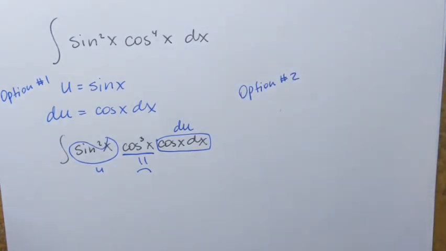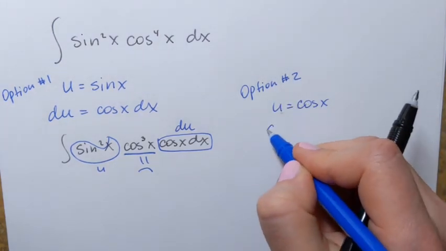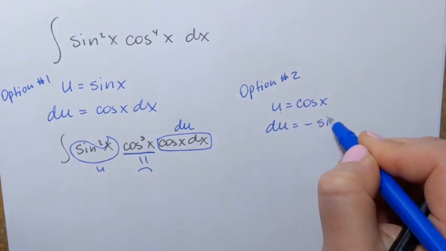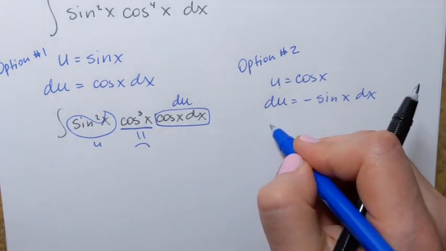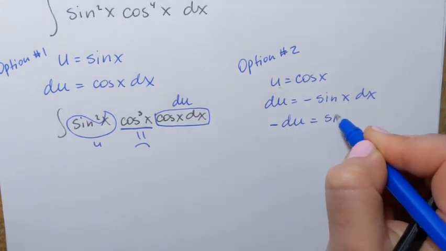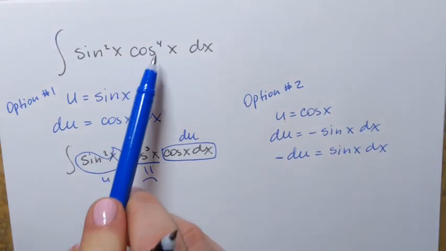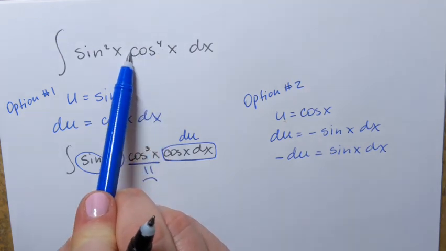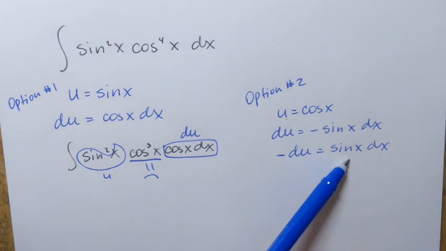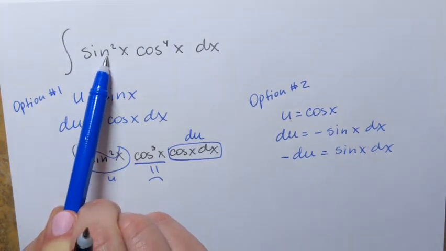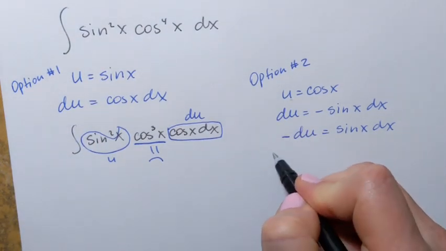With the second option, we would let u be equal to cosine of x. In this case, du is negative sine x dx, or if I divide by -1 on each side, negative du equals sine x dx. So that would mean that cosine I will replace with u. It's going to be u to the fourth power. And to introduce the differential du, I would need to have sine x dx. Well, I can separate one factor of sine from here, right? And this is how it's going to look.